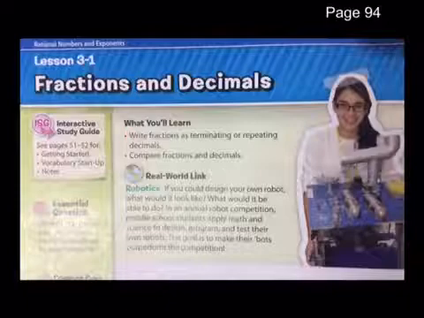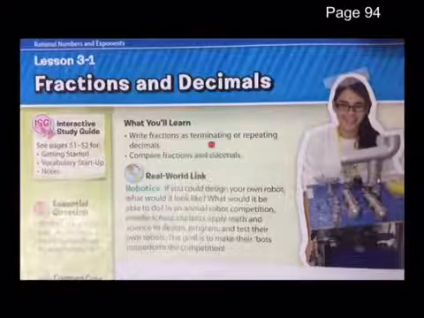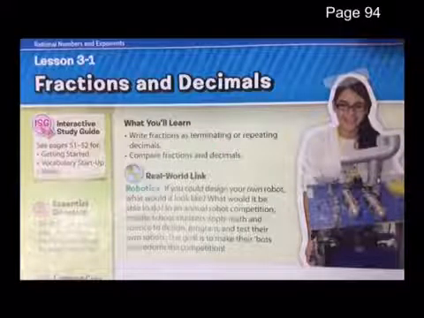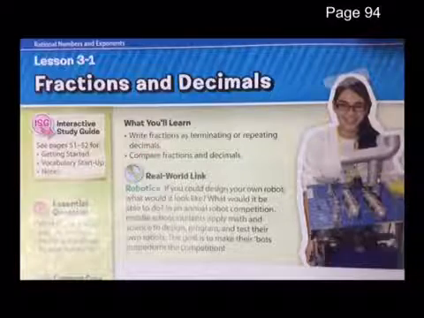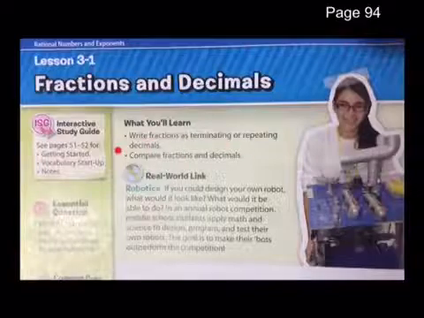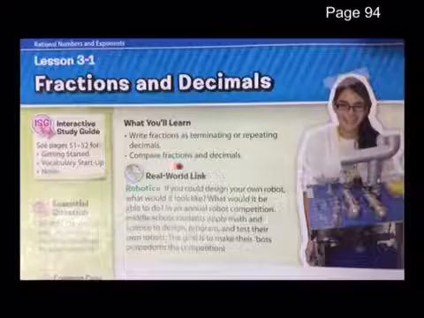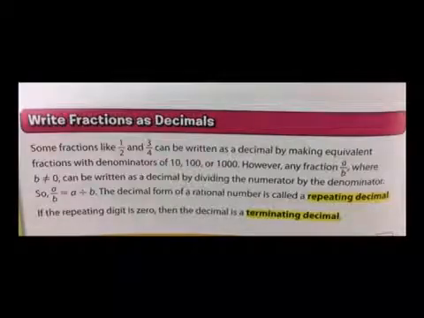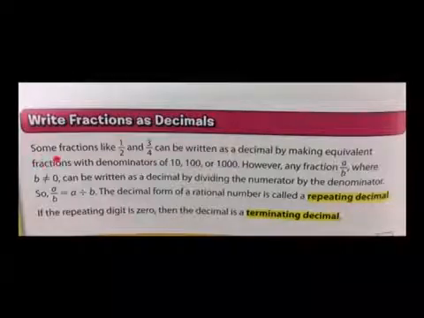Okay, so what will we learn? We will write fractions as terminating or repeating decimals. Terminating means the decimal part is a 0, so it ends right there, it terminates. A repeating decimal is often what we refer to as a bar notation. Comparing fractions and decimals: here we're going to look at decimals and fractions and see which one's greater than, less than, or equal to. Okay? So as we were saying, here's a couple of terms I would like you to get familiar with: repeating decimal and terminating decimal. Right?